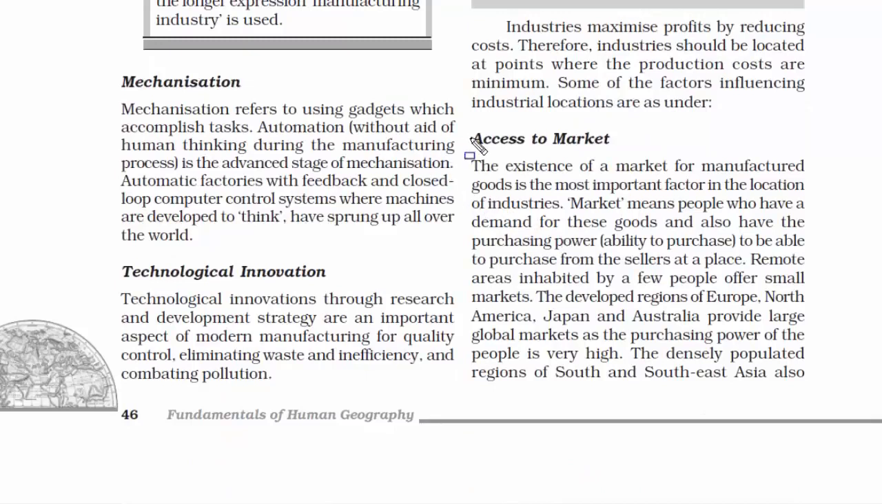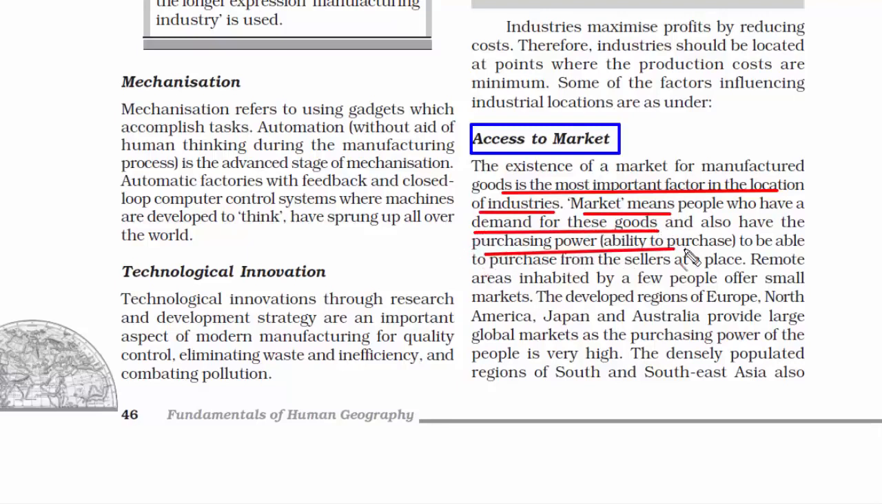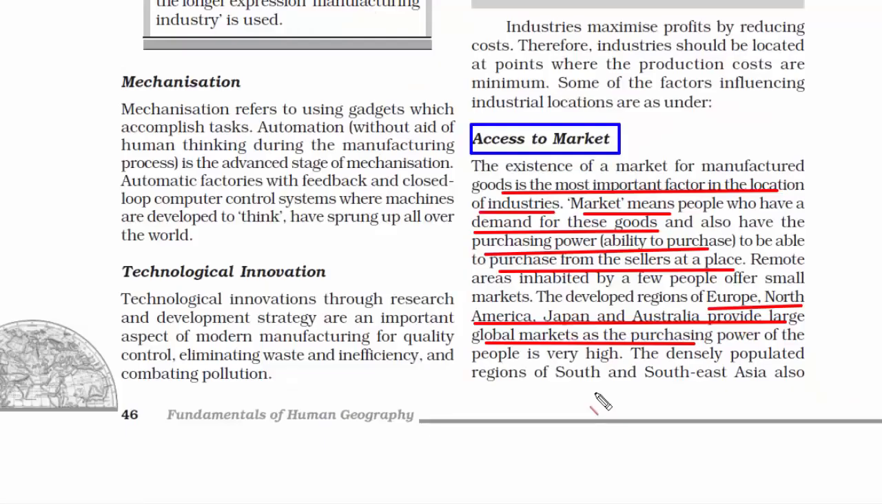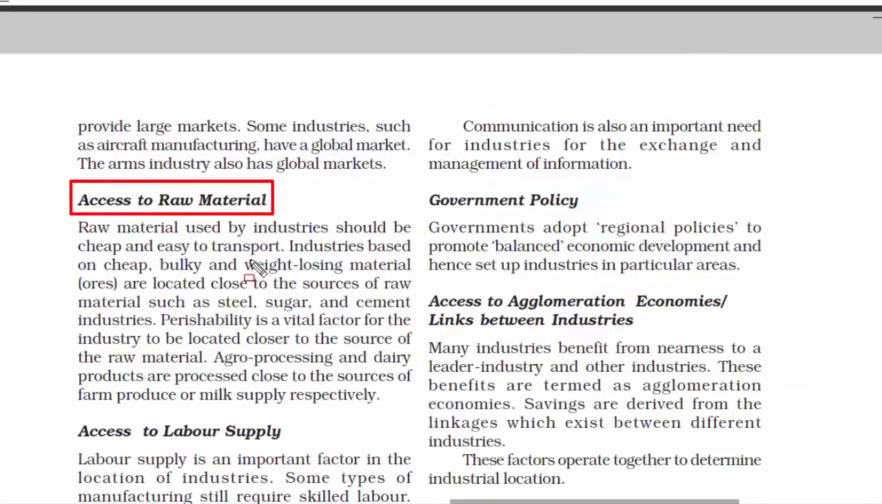Now let's read about some of the factors influencing the industrial locations. First one is access to market. In order to keep an industry going, there has to be a market. The meaning of market is where people can buy, that is, where demand is there, and purchasing power, that is, money is there. And if you look at the world map, the regions of Europe, North America, Japan, and Australia are the global markets where the demand and purchasing power is very high. And if we have to speak about Asia, then India and China form a large market purely because of their huge population. The second factor is access to raw material.